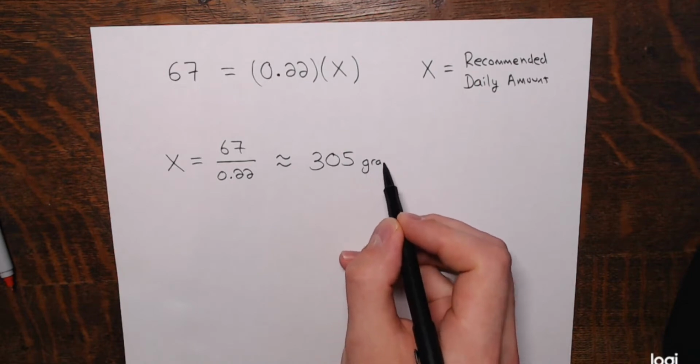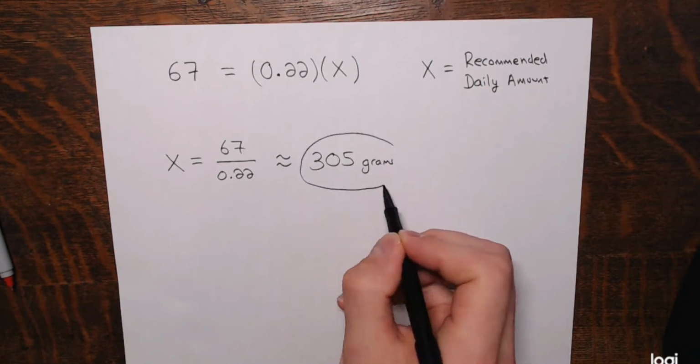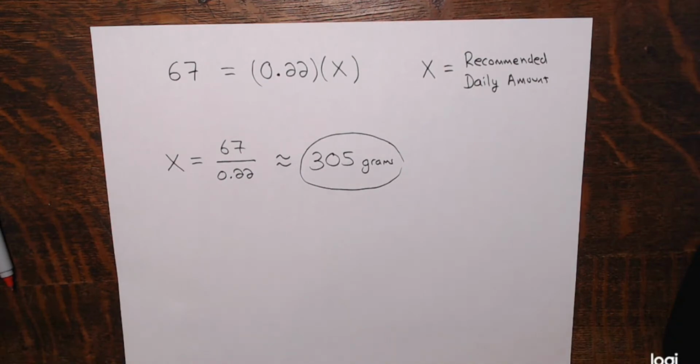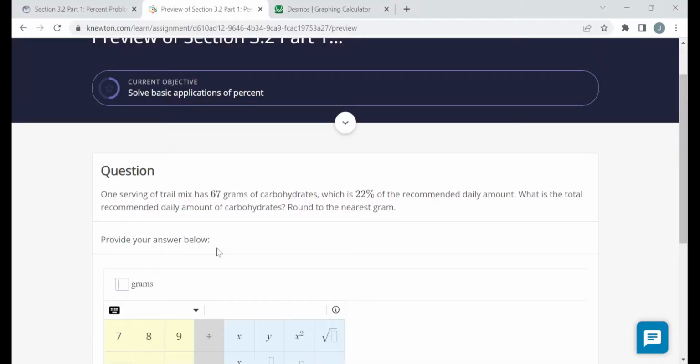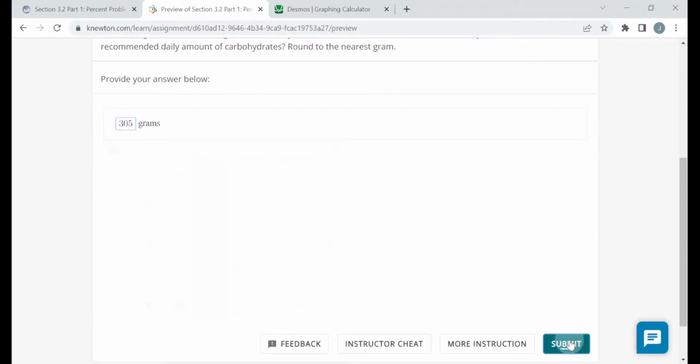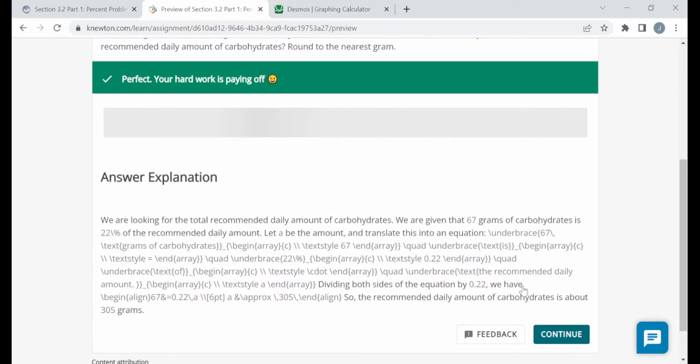This is the recommended daily amount of carbohydrates, 305 grams approximately. That's what I'm putting in here. Now they have the word grams already, right? You don't have to type the units. All right, great.